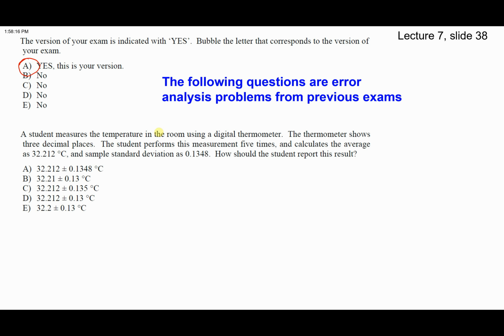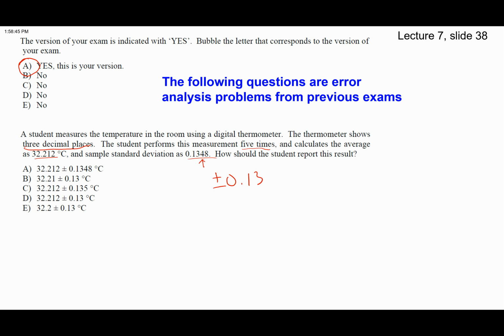A student measures the temperature in a room using a digital thermometer. The temperature shows 3 decimal places. The student performs this measurement 5 times, calculates an average, which is this, and a sample standard deviation, which is this. How should the student report this error? Well, the standard deviation should be reported with one significant figure unless it begins with a 1 or a 2, in which case it does. So in this case, it'll be 0.134.